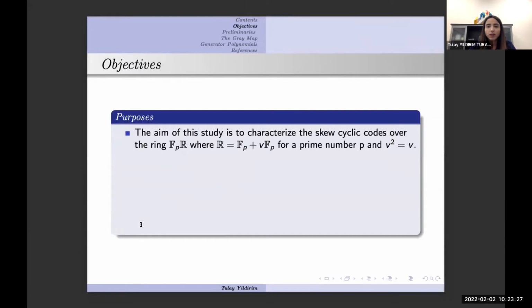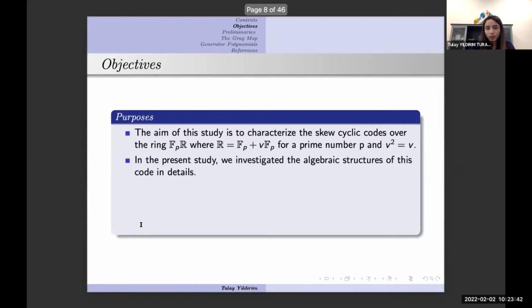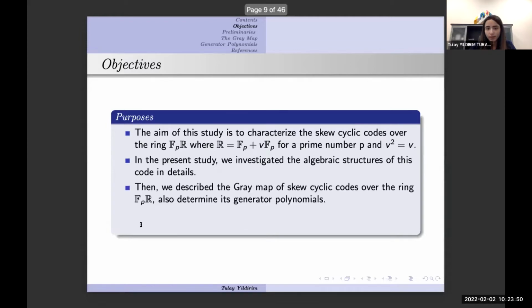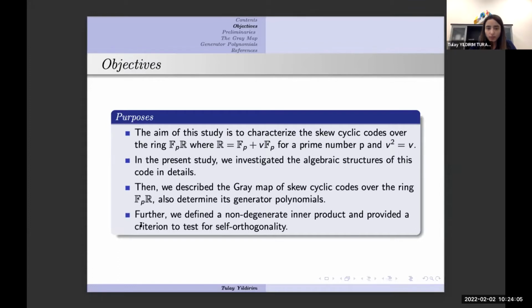First of all, why do we study this subject? Because our aim is to characterize the skew cyclic codes over the newly defined ring, which is FpR. Here R is Fp plus vFp, where Fp is a finite field with prime number p, and v squared is v. In the present study, we also investigated the algebraic structure of this code in detail. Then we describe the Gray map of the skew cyclic codes over our new ring FpR, and also determine the generator polynomials. Our study ends with the defined non-degenerate inner product, also called the Euclidean inner product and the Hermitian inner product, and we provide a criterion to test self-orthogonality.